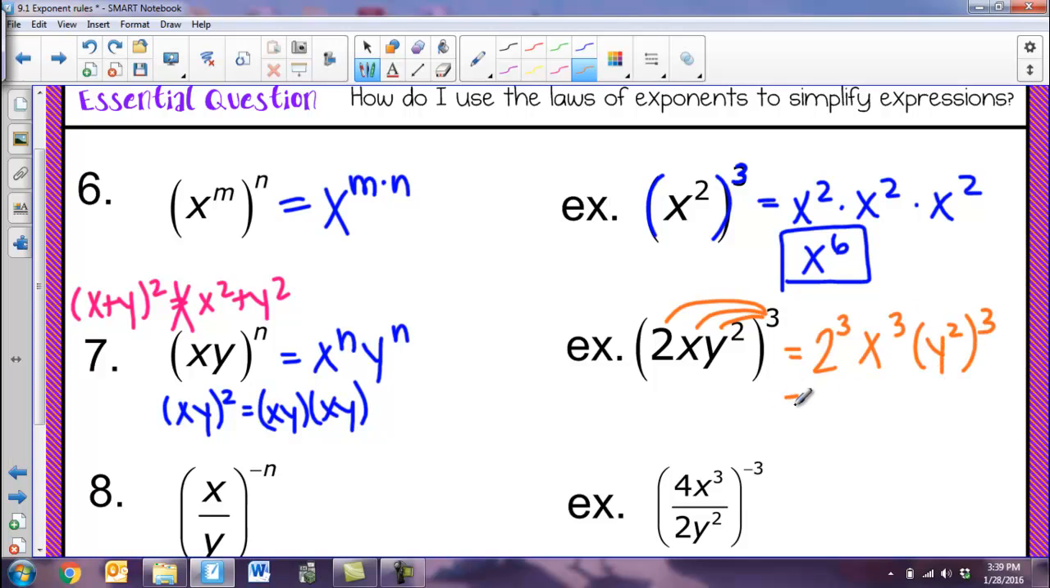And you can skip this step if you already know what to do here. We'd have 2 cubed is 8, and a power raised to a power, you multiply your exponents together. So that would be your final answer.